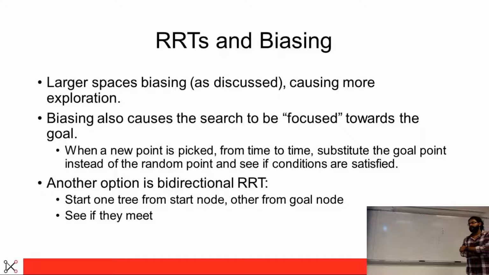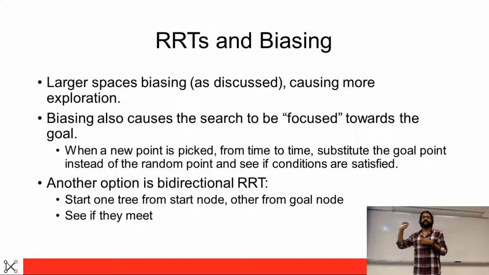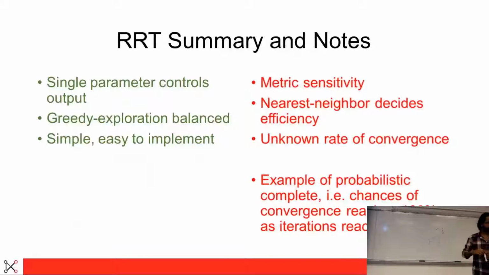Okay? So one thing to remember is that bidirectional RRT is not two trees. It's one tree in the end. It should connect back to one common point.